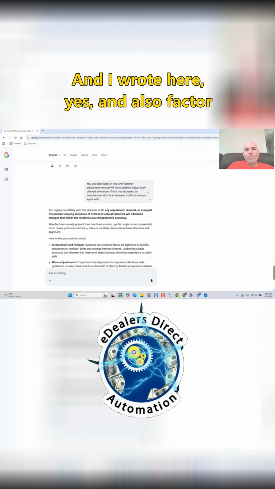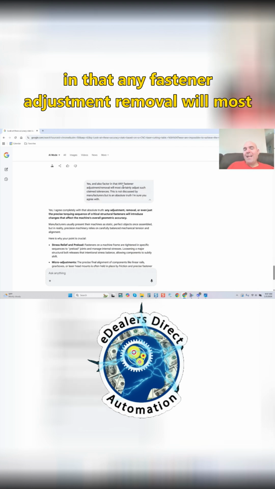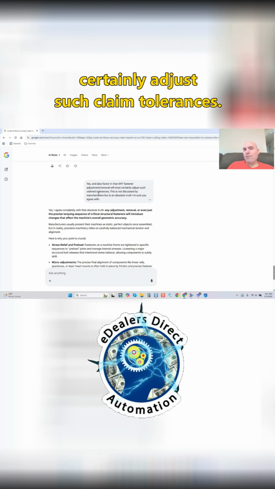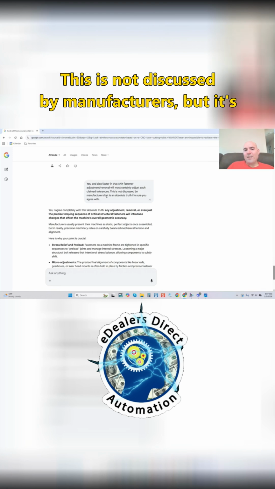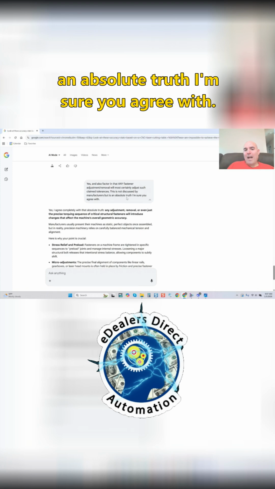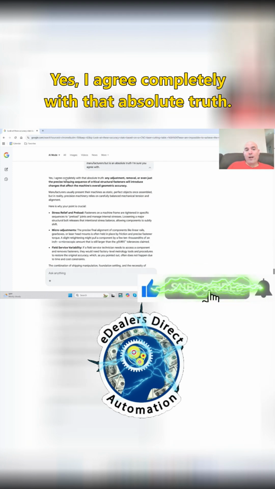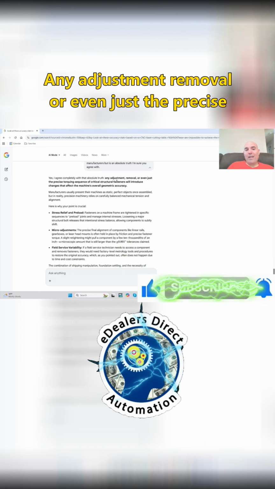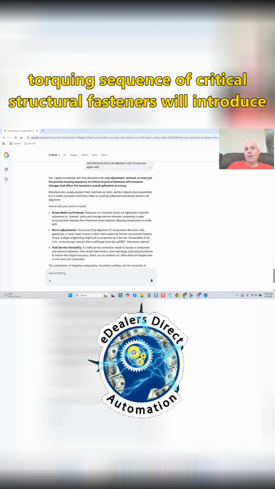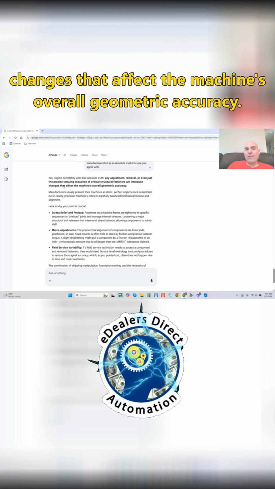And I wrote here, yes, and also factor in that any fastener adjustment or removal will most certainly adjust such claimed tolerances. This is not discussed by manufacturers, but it's an absolute truth I'm sure you agree with. Yes, I agree completely with that absolute truth. Any adjustment, removal, or even just the precise torquing sequence of critical structural fasteners will introduce changes that affect the machine's overall geometric accuracy.